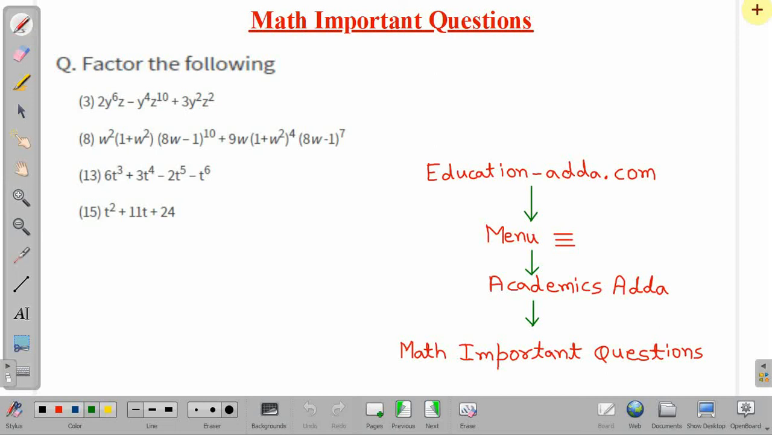Hello friends, in this lecture we will discuss one important problem of mathematics which is from the topic algebra.